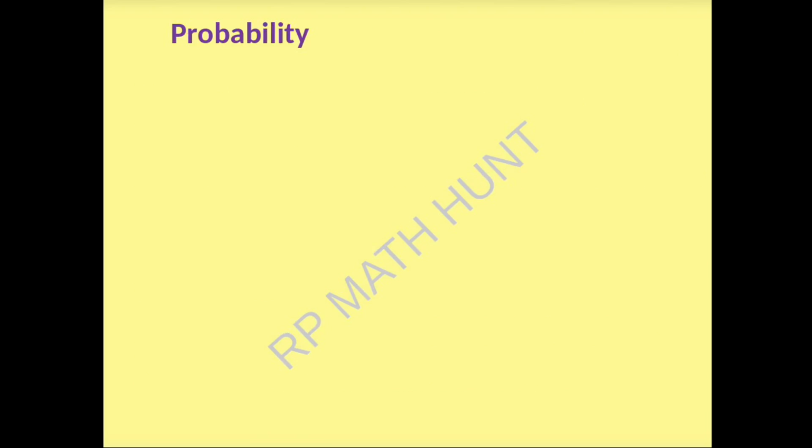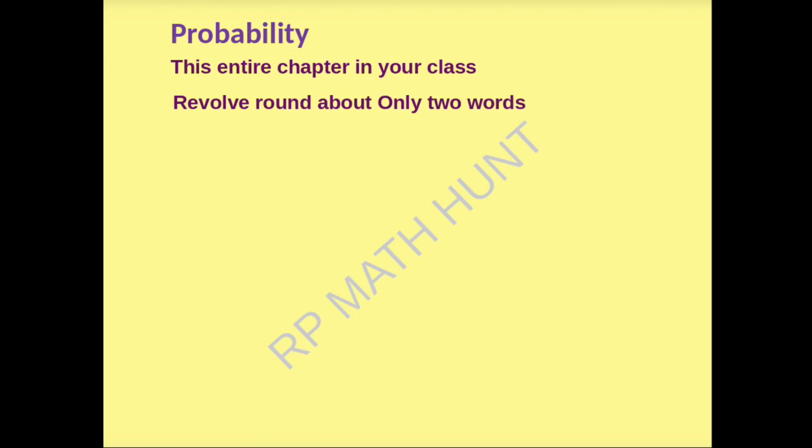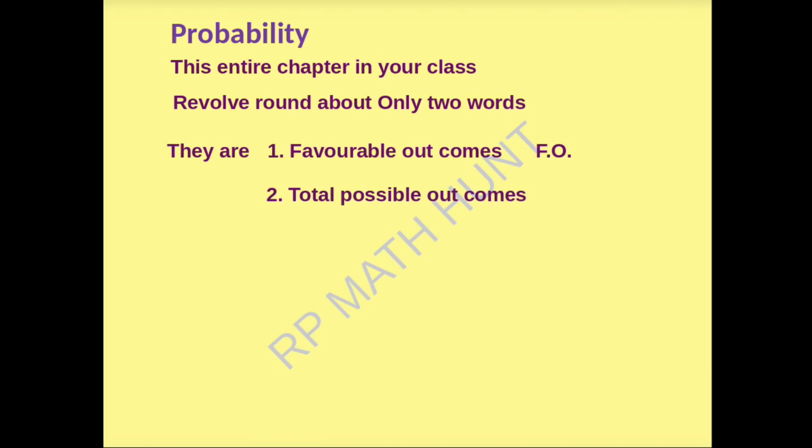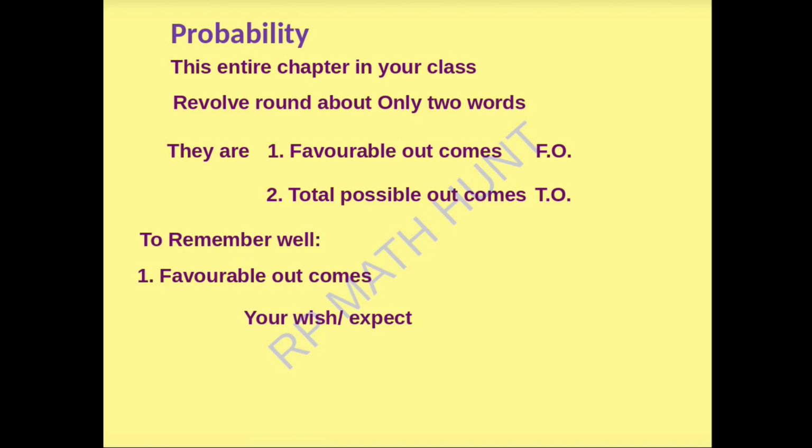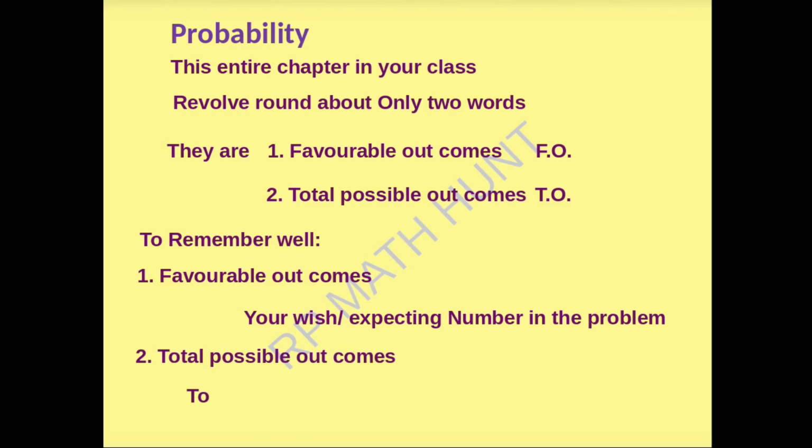Probability. This entire chapter in your class revolves around only 2 words. They are one, favorable outcomes, and two, total possible outcomes. Favorable outcomes as FO, total possible outcomes as TO. To remember well, favorable outcomes is nothing but your wish or expected number in the given problem. Total possible outcomes is the total number of things or objects in the given problem.